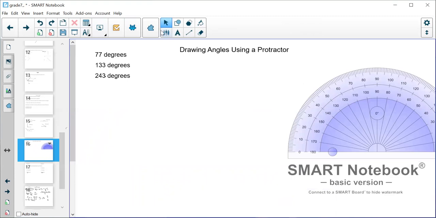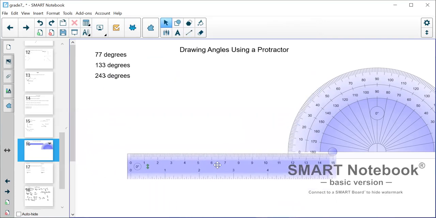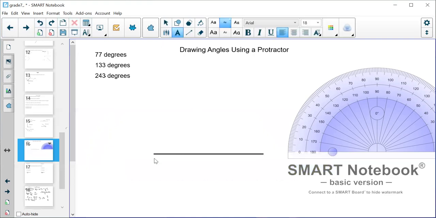Now, the first thing we need to do is draw a line. So you take your ruler and you draw a line. Just excuse the noise in the background. So the first thing you do is draw the line. And yes, we need to label the line also. One end is A and the other end is B.